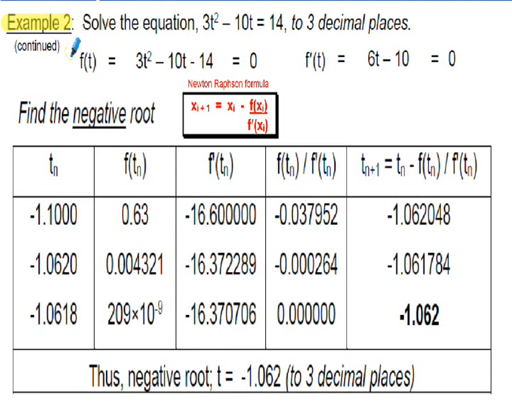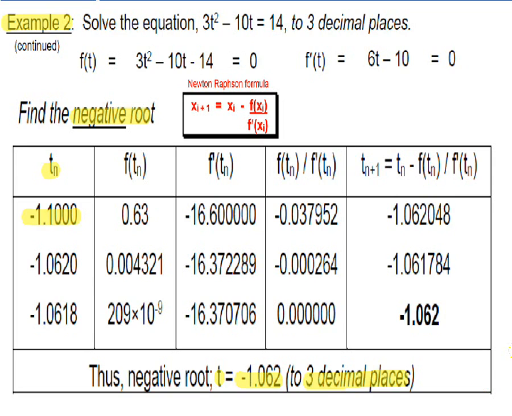Example 2 continued. Here is the full worked solution for the negative root, commencing with a t_n value of negative 1.1. I'd encourage you to stop the presentation and review this solution in line with your values to see if we agree. The final value of t I've got for the negative root is negative 1.062 to 3 decimal places.